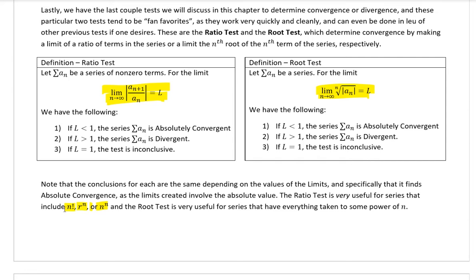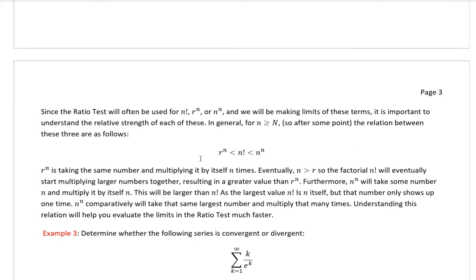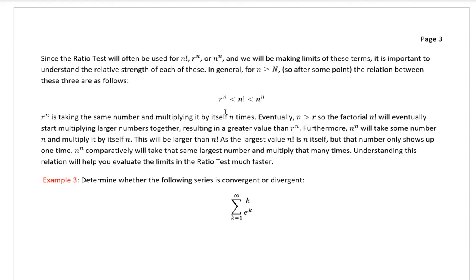Now, because the ratio test is good for n factorial, r to the n, and n to the n, it's good to understand the strength of those. Which one of those goes faster than the other when we are trying to evaluate limits. Generally, for r to the n, n factorial, and n to the n, the inequality follows like this. Any constant to an n power will eventually be less than n factorial, and n factorial will always be less than n to the n. And actually, n factorial will strictly always be less than n to the n.